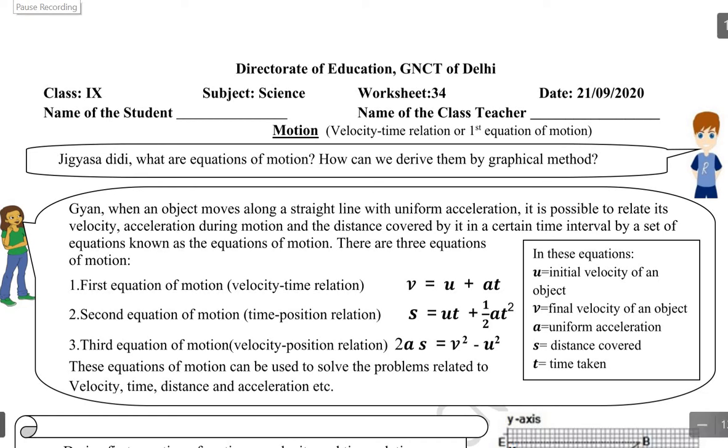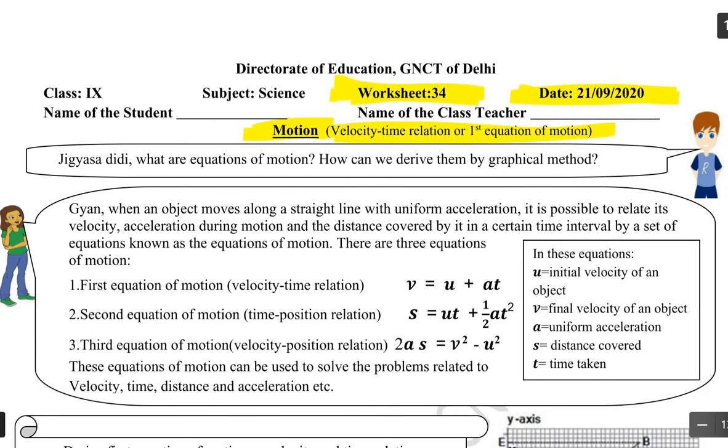Today we are here with your worksheet number 34 that is being given to you on 21 September. It is about motion and it is about velocity time relation or its first equation of motion.